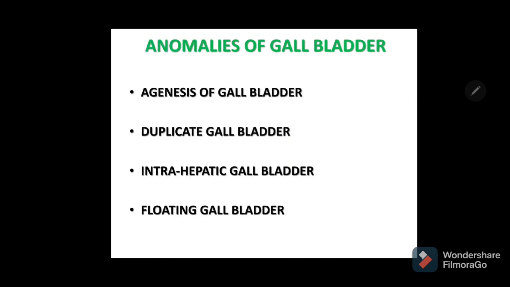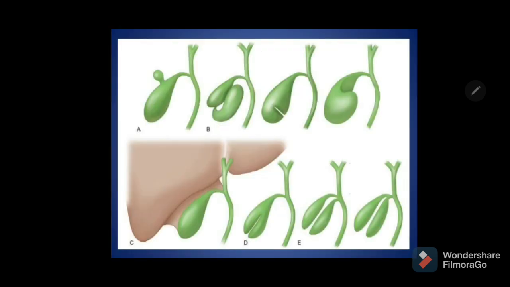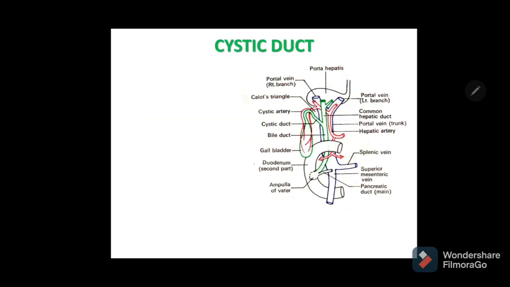And coming to the different anomalies of the gallbladder, sometimes there will be agenesis of the gallbladder, duplicate gallbladder, intrahepatic gallbladder, or floating gallbladder. In case of floating gallbladder, it is not related to the surface of the liver. It will be suspended by a fold. So you can notice here, this is the floating gallbladder. Here it is suspended by a mesenteric fold, and this is the duplicate. This is the separate gallbladder. This is the duplicate gallbladder, and these are all other anomalies related to the gallbladder.